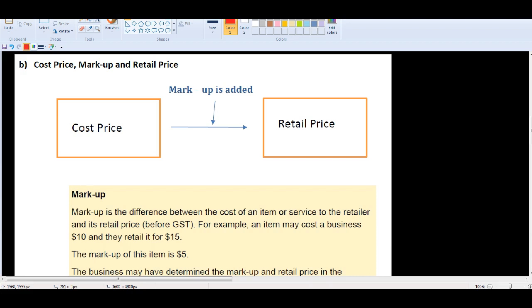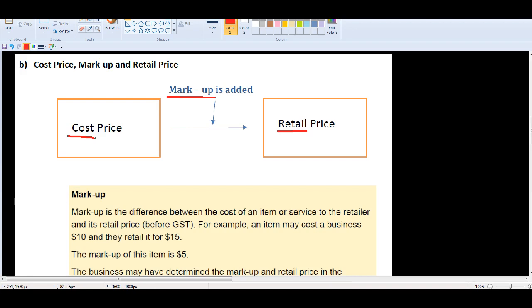Okay, so first of all, we need to understand the cost price. So cost price is the price that a retailer or a business pays for the goods. All right, then they need to do a markup. Markup means they increase the price by certain percentage or by certain amount. Okay, so make the price higher than the cost price. So that's the price for them to sell the product. It's called retail price. Okay, so there are three terms here: cost, markup, and retail.